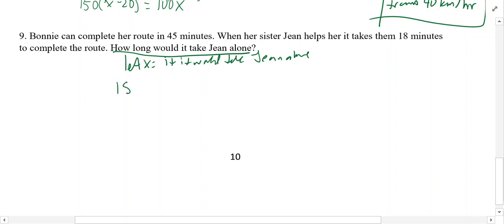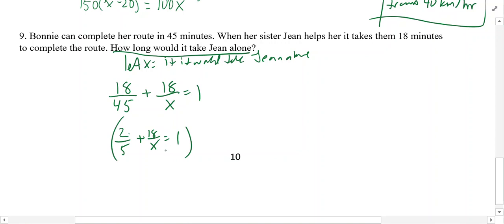So we're going to have 18. So together it takes them 18 minutes. So Bonnie can do this in 45 minutes. So we have 45 plus, together they do it in 18. And with Jean, we don't know how long it takes her. So she's x, but together they do one job. All right, so again, if you can reduce the fraction, you might want to reduce the fraction. So 18 and 45, you can take a 9 out of both of those. So when you do that, you're left with 2/5 plus 18 over x equals 1.